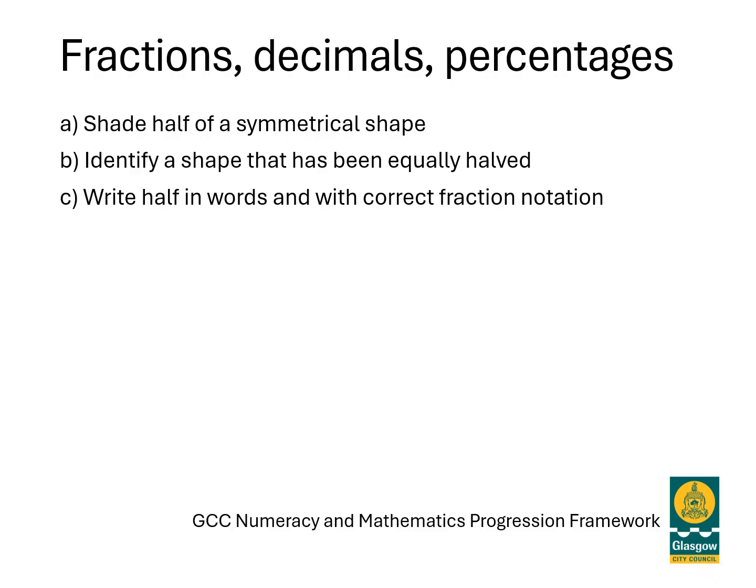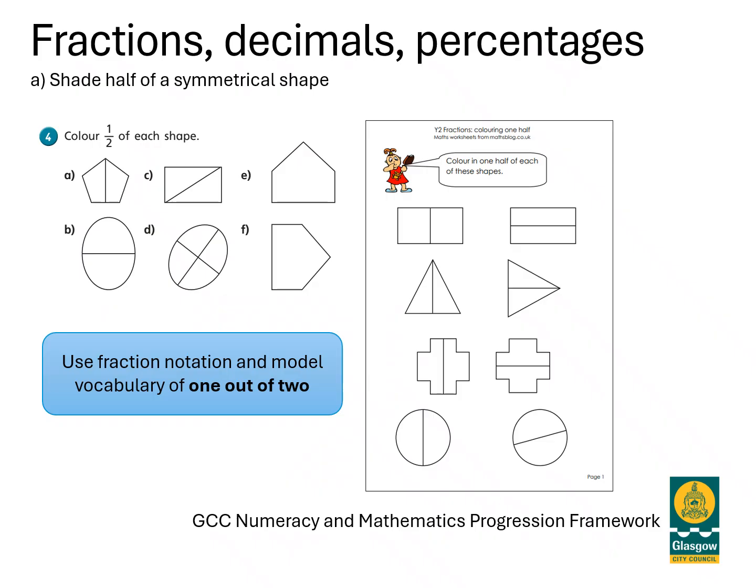Being able to shade half of a symmetrical shape, being able to identify a shape that's been equally halved, and being familiar with and being able to write a half in words and with the correct fraction notation. So the first one is a straightforward skill. The idea of a half is a familiar one, but pupils might not have seen the mathematical notation, or if they have, not be familiar with the idea of a half being 1 out of 2, or being talked about in that way, so 1 piece out of 2.